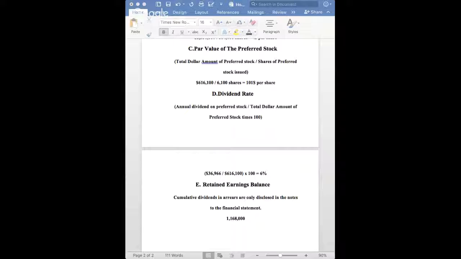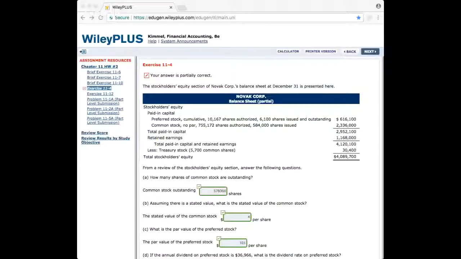So let's go back here, and I'm going to share my screen again from Wiley Plus. As you can see, those are the correct answers. To point out quickly, the total dollar amounts I was using are over here on the right-hand side column. For problem A, common stock outstanding, I got the 584,000 in the Word document from right here. And then the less common shares, this 5,700, was right here.